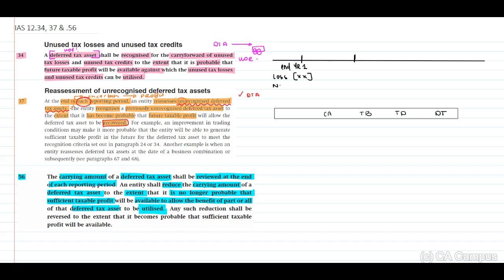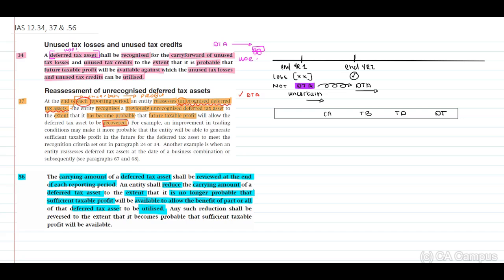But they did not recognize a deferred tax asset because they were uncertain in terms of future income. But now, at the end of year 2, they are certain that there will be sufficient income. Then they may now recognize this deferred tax asset in terms of year 1. They may now recognize it in year 2, but only to the extent that they are certain of the future income portion. Because remember, guys, at the end of year 2, our income of year 1 is now certain.